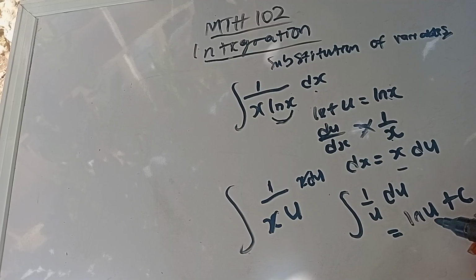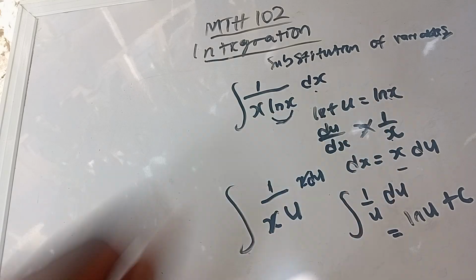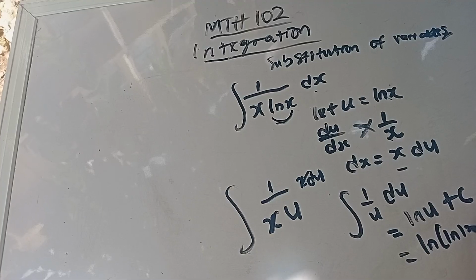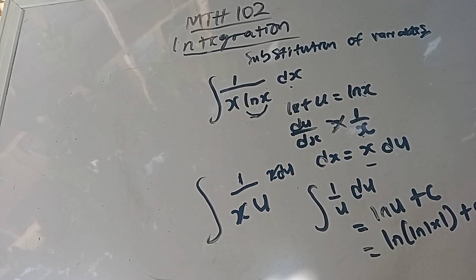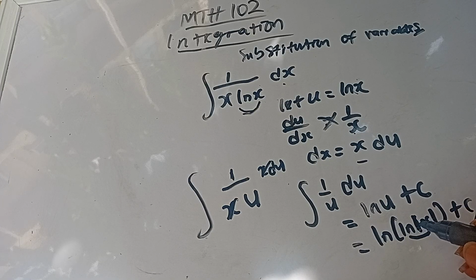Plus c. But don't forget, the original question is in function of x. Now your answer is in function of u, so you have to substitute u back. You already said let u be ln x. So since your final answer is ln u, what you get now is ln x plus c. So this is the final answer. You bring u back since u is ln x. I'm using absolute value because x can be negative, we don't know, and ln of a negative value is undefined. So that's why I'm using absolute value. So this is the final answer for that.